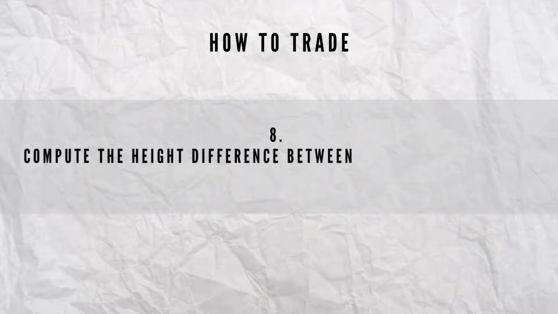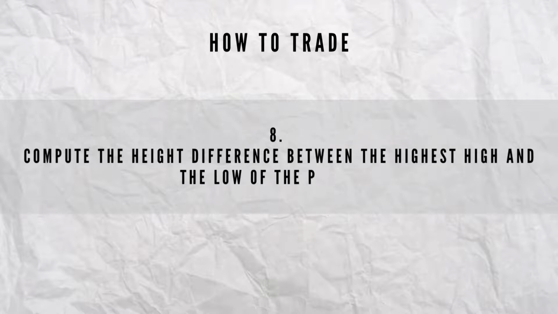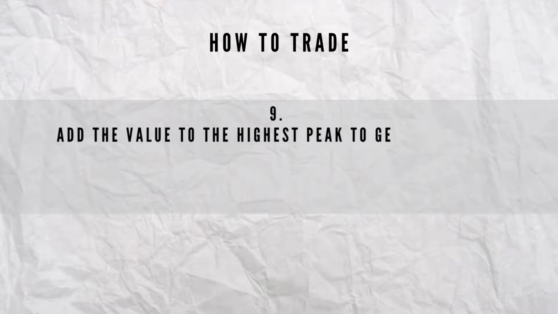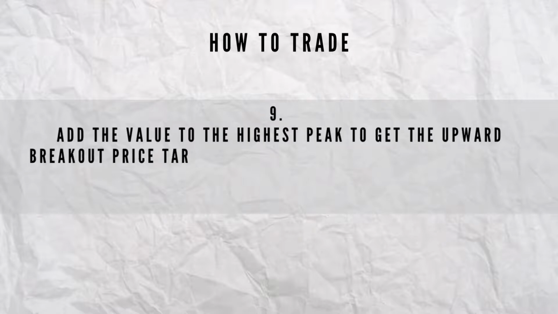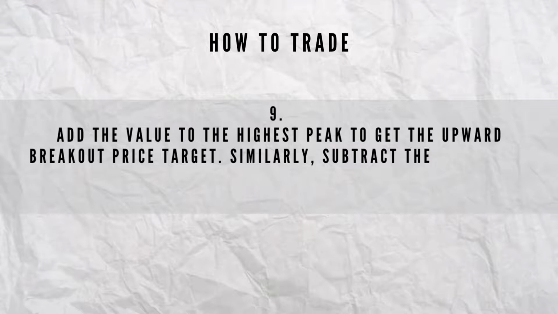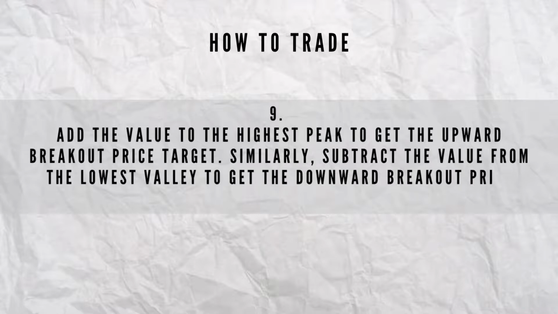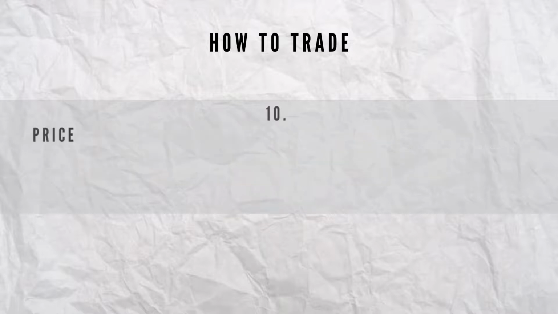8. Compute the height difference between the highest high and the low of the pattern. 9. Add the value to the highest peak to get the upward breakout price target. Similarly, subtract the value from the lowest valley to get the downward breakout price target.